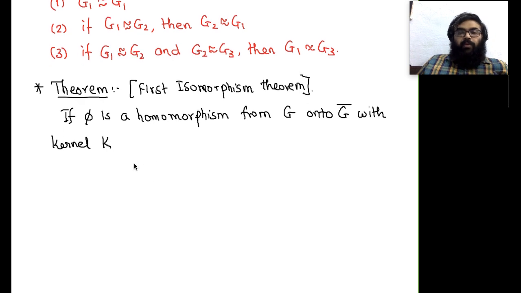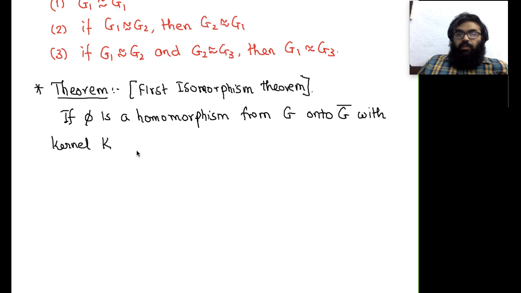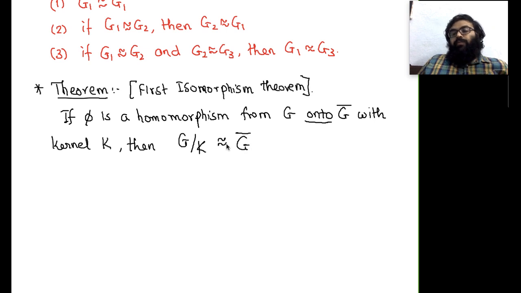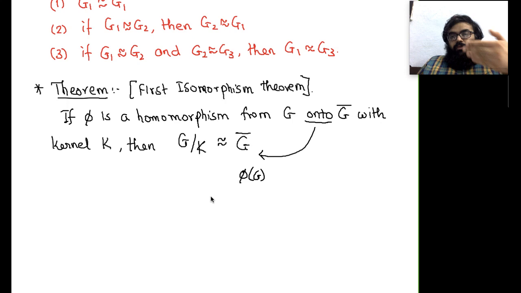So phi is an onto homomorphism from group G to G bar with kernel K. Then we have to prove that G quotient K, the domain quotient the kernel, is isomorphic to the image. The image here is G bar because it is onto. So onto is important. If we don't assume onto here, this will be replaced by phi of G, the image. So the domain quotient the kernel is isomorphic to the image of the homomorphism. But here we have onto, so we just take G bar.